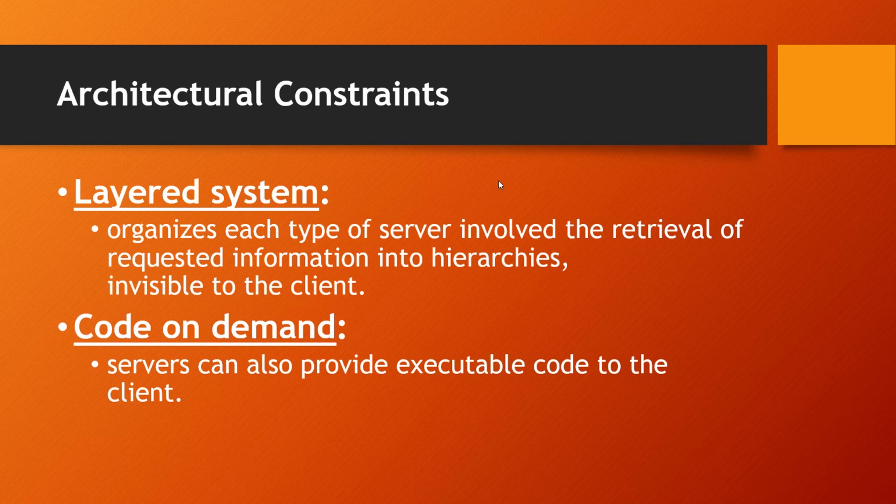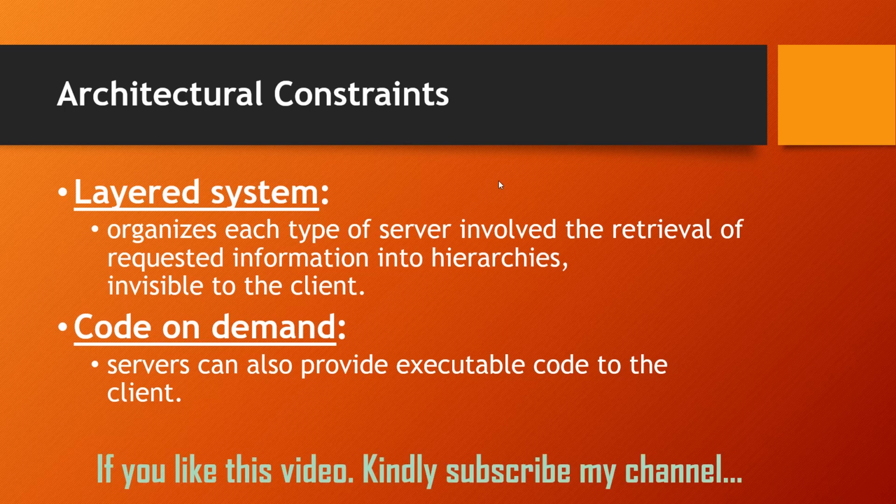Now the sixth constraint is code on demand. It is an optional feature. According to this, the server can also provide executable code to the client. Examples of code on demand may include compiled components such as Java applets and client-side scripts such as JavaScript. These are the 6 constraints you have to follow if you are implementing a REST API.